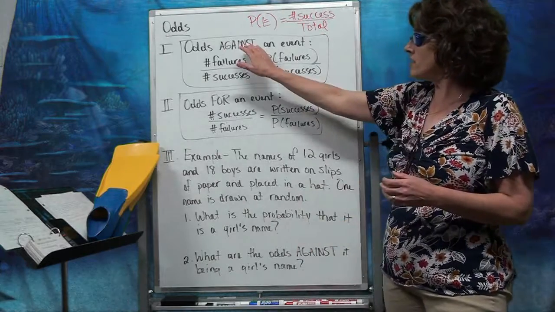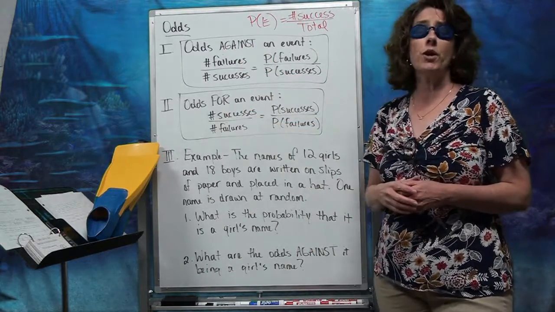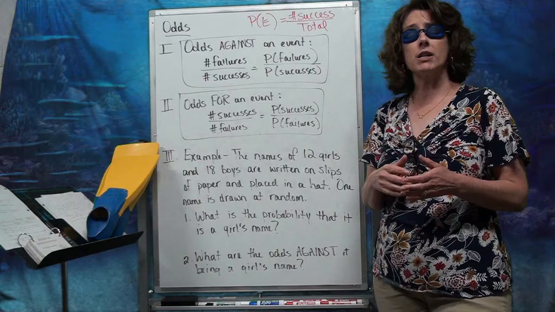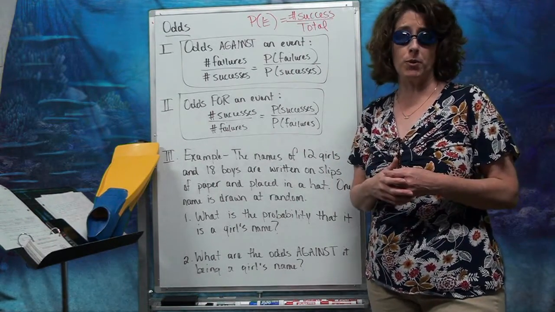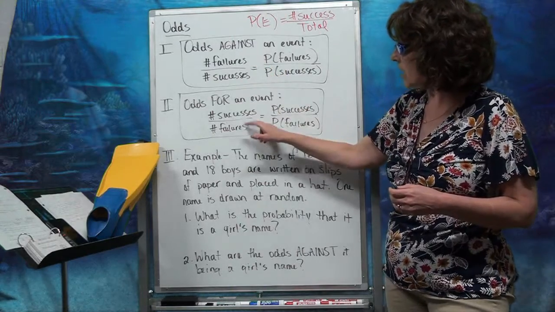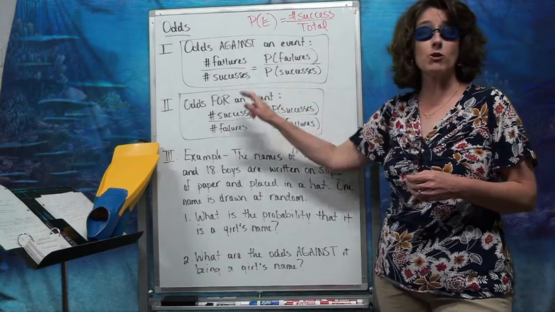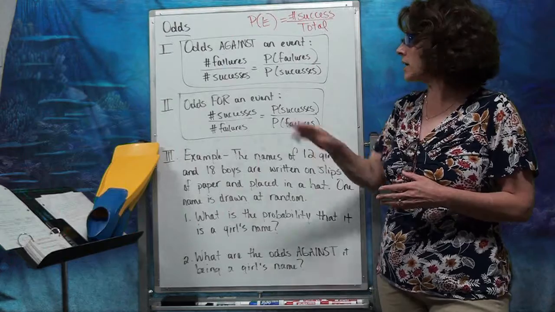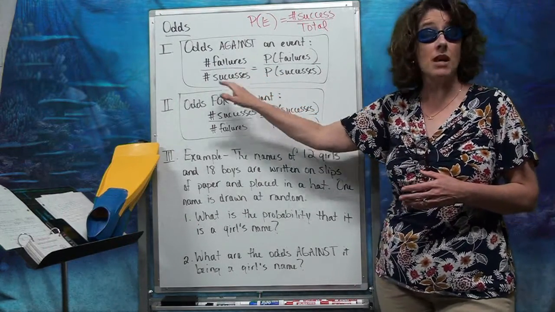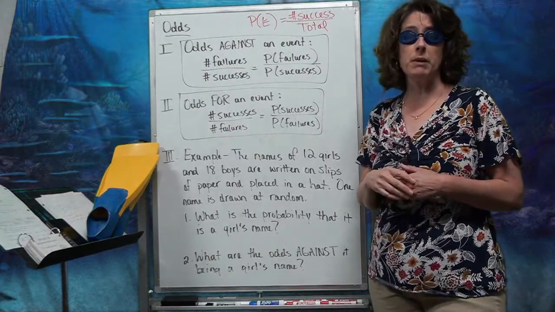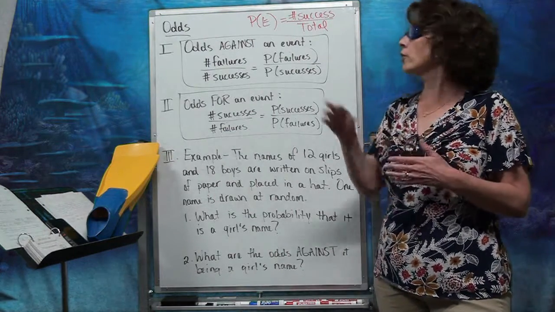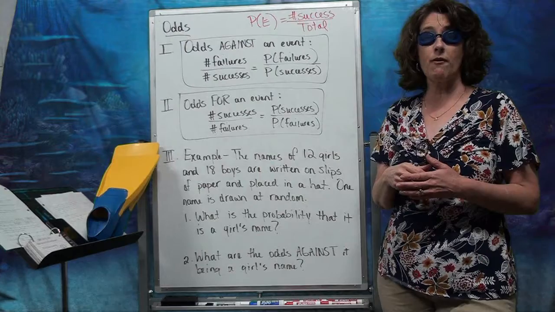Now we can have odds against an event and we can have odds for an event. And depending on whether you're dealing with odds against or odds for, you'll take one formula and basically you'll flip it around. Because you'll notice in both of these cases, I am no longer talking about total anymore. Now I'm talking about failures and successes. Successes should be familiar because that's part of the formula for probability. However, we're no longer talking about total, we're talking about failures.